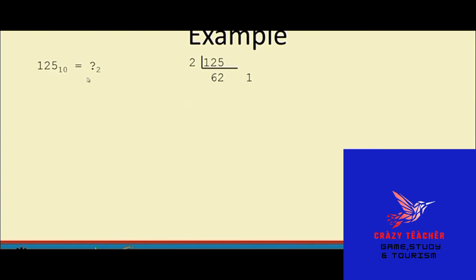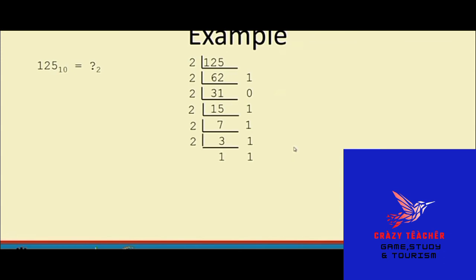Say, what is 125 in decimal to binary? You divide 125 by 2, so 62 is the quotient and 1 is the remainder. Divide 62 by 2, you get 31 as the quotient and 0 as the remainder. Divide 31 by 2, you get 15 as quotient and 1 as remainder. Divide 15 by 2, get 7 as quotient, 1 as remainder. Divide by 2, 3 as quotient, 1 as remainder. Again divide by 2, get 1 as quotient and 1 as remainder. Again divide by 2, the quotient becomes 0 and the remainder is 1.